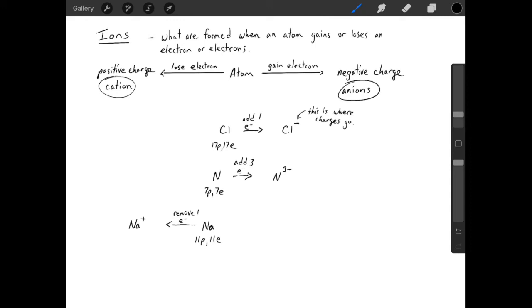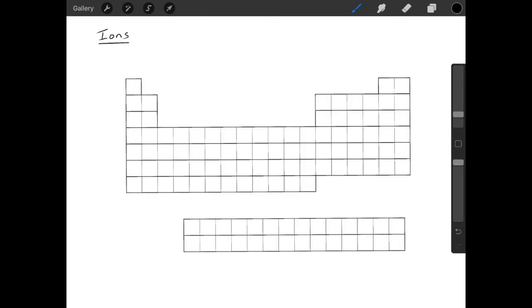And later on, if you learn about electronic structure, you will find that there are ways to predict how many electrons can be gained or lost. But for now, we can give you a simple rule of thumb. The rule of thumb is metals tend to lose electrons, and they make cations, while nonmetals tend to gain electrons, and they make anions.